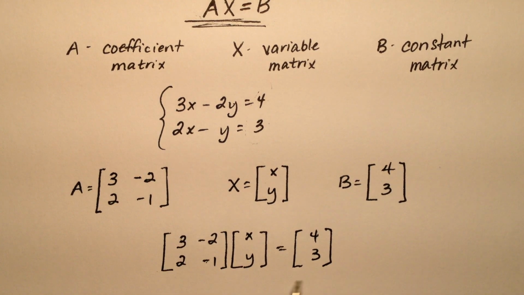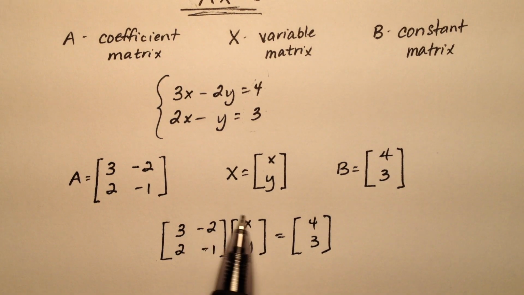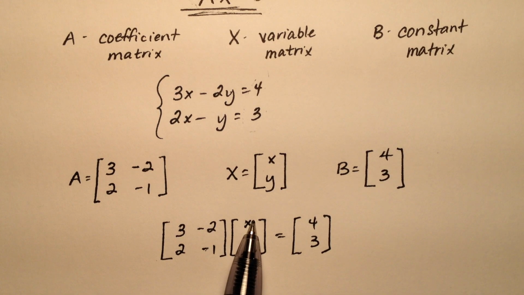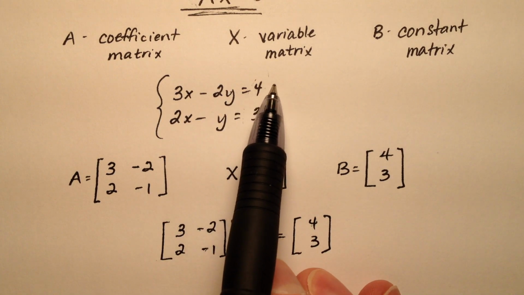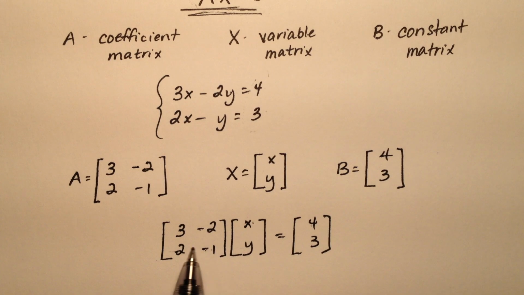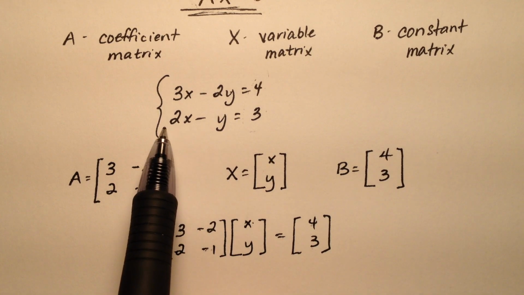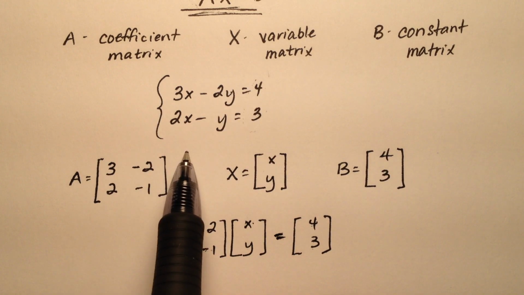Now, if you're wondering where this came from or why this works, let's do the matrix multiplication here. We're going to have 3x minus 2y equals 4. Hey, well that's just this equation right here. The next one will be second row, first column, so 2x minus 1y equals 3, so 2x minus y equals 3. So this uses a combination of matrix multiplication with our concept of equivalent matrices and setting up nice equations.